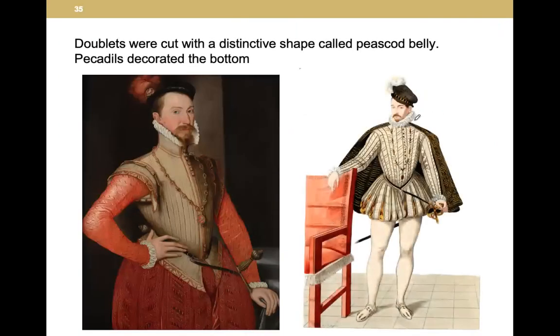And then in these pictures, we can see the ruff more dominantly. You can also see the painting on these trunk hose a lot better. These right here are the peccadills. So the peccadills were added on edges of garments. They could be on sleeves, on the bottom of the doublet, and they're just these little squares. It's just a decoration, really. It had no other purpose.